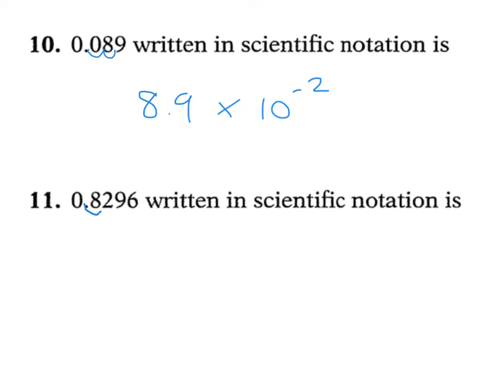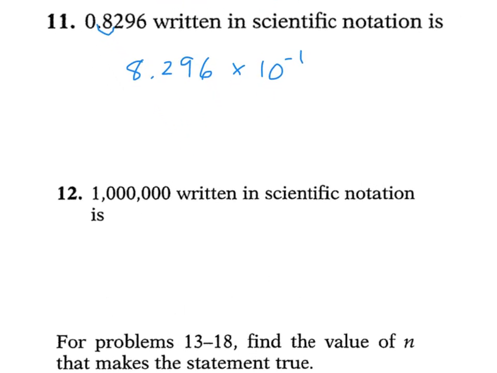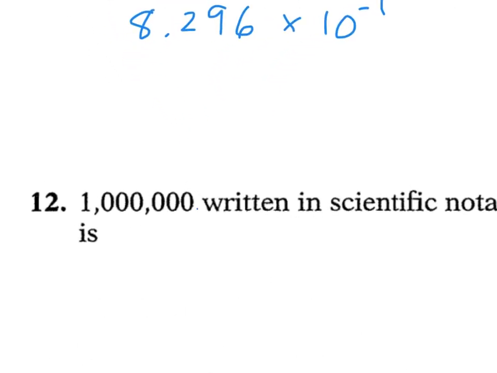11, we just move our decimal 1 place to get this number in between 1 and 10. So this becomes 8.296 times 10. Since we started out with a decimal, our exponent's negative, and we only moved it 1 time. Here we move our decimal 1, 2, 3, 4, 5, 6 places. So we have 1 times 10 to the 6th power.